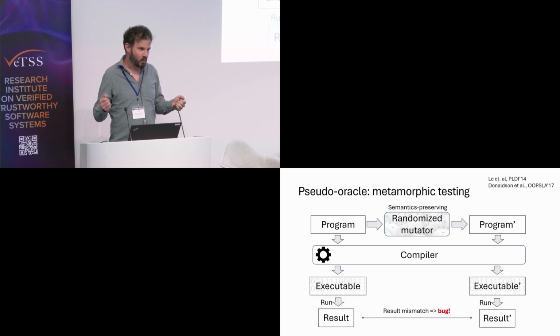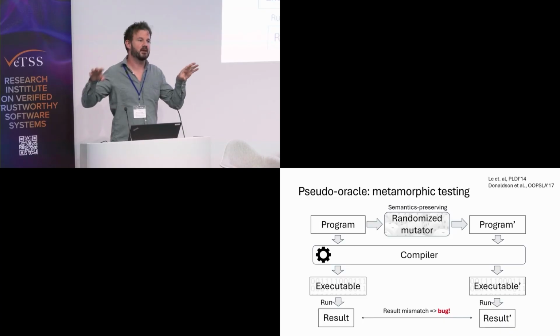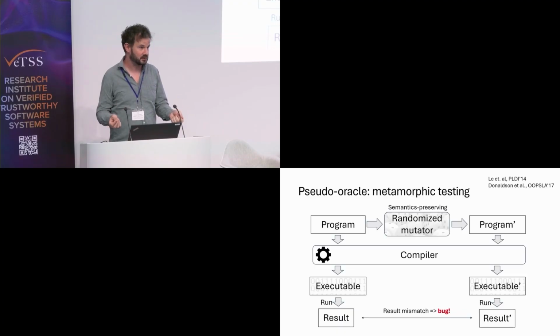We don't know what it should produce when we push a particular program through it and run that program. But we do know that if we take equivalent programs, push them both through and run them on the same input, they should give the same results. So that's an example of, I don't know what this program should have done, but it should have done the same thing as that program.